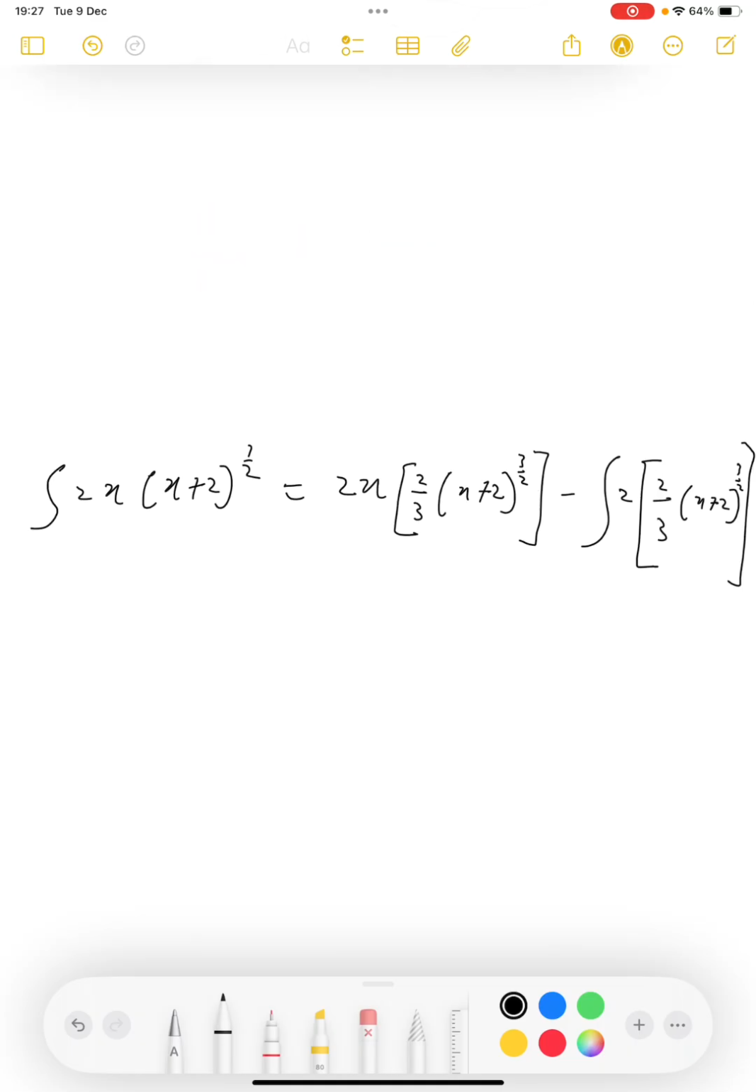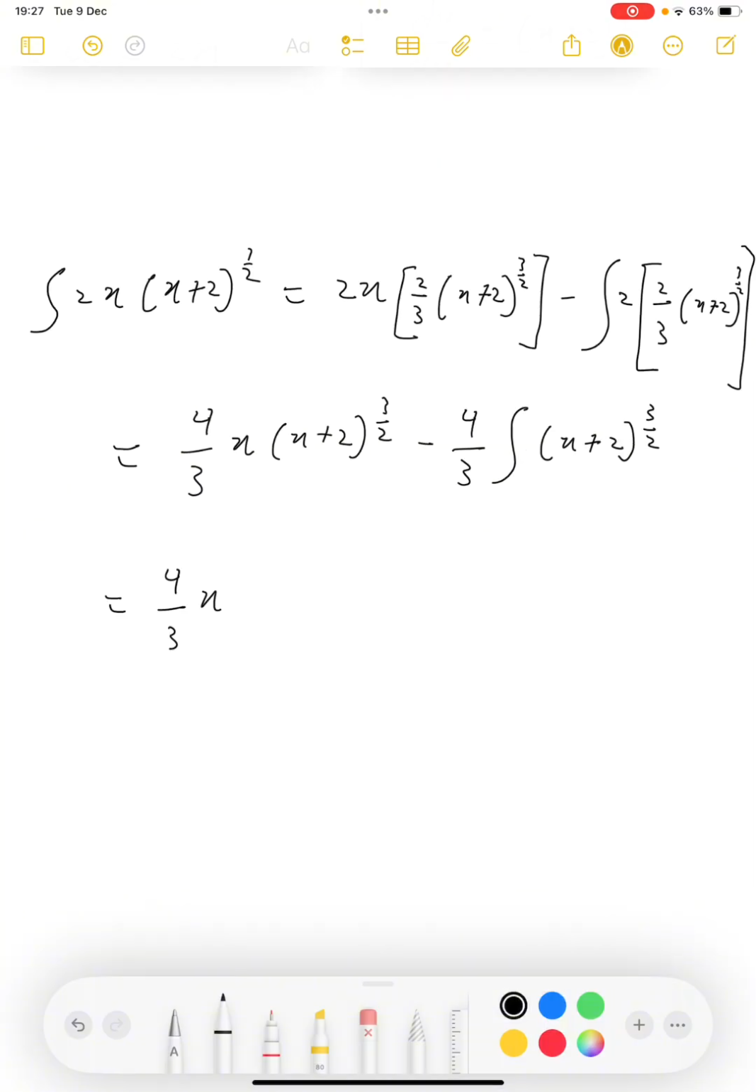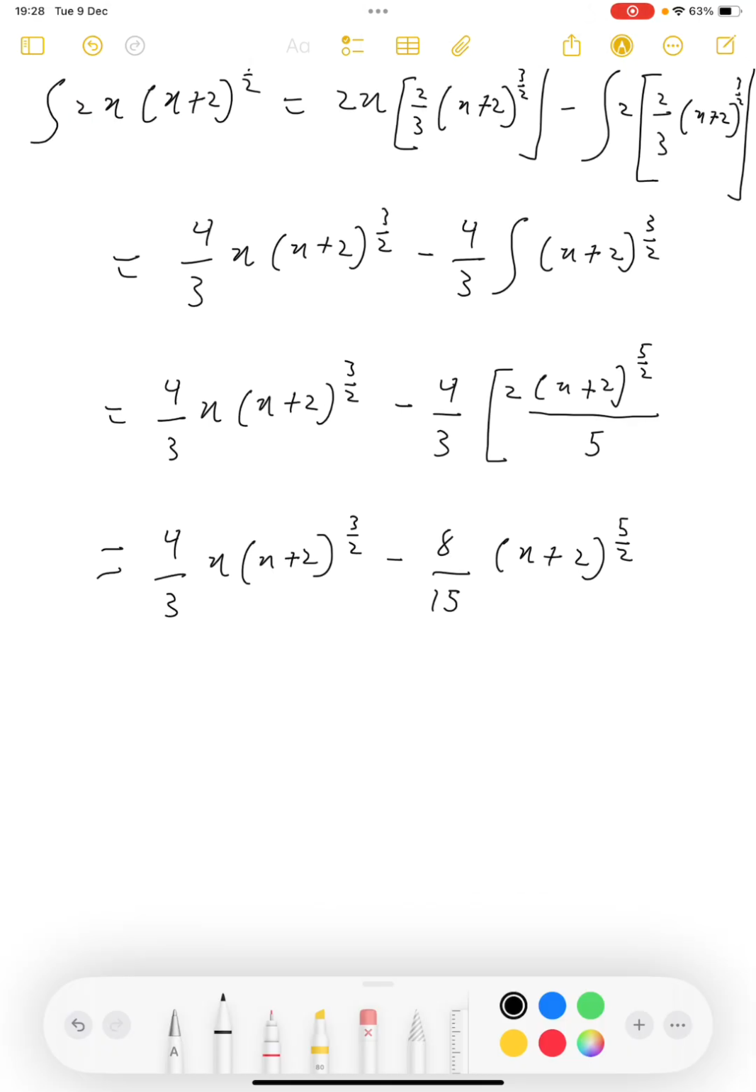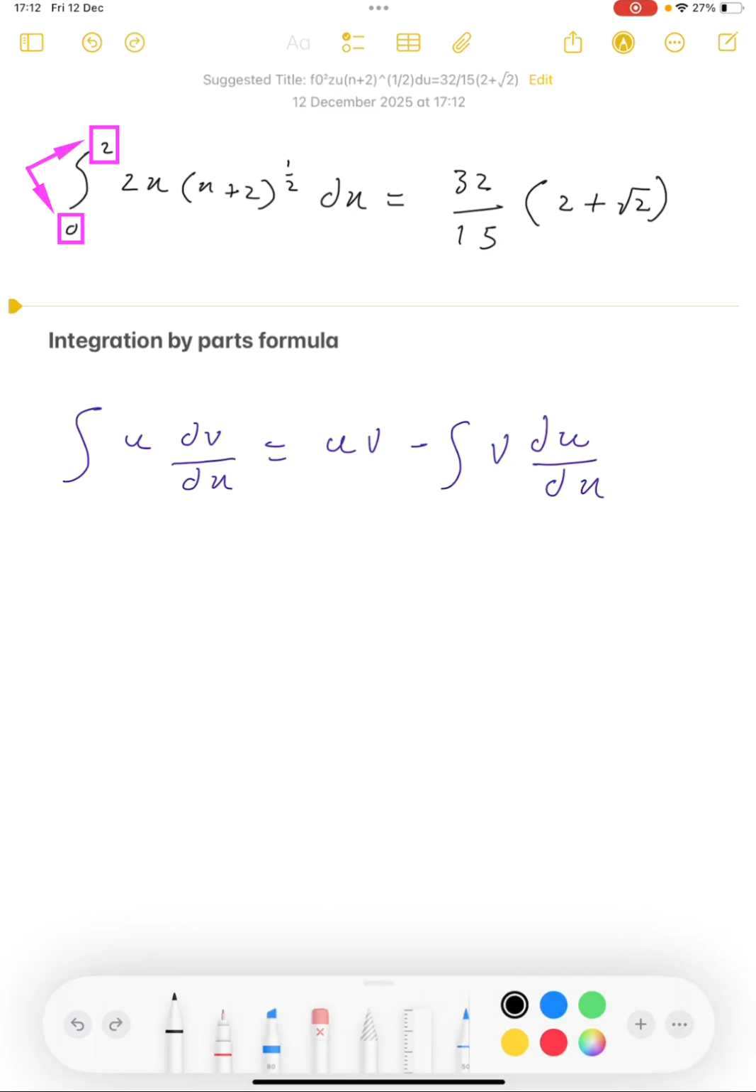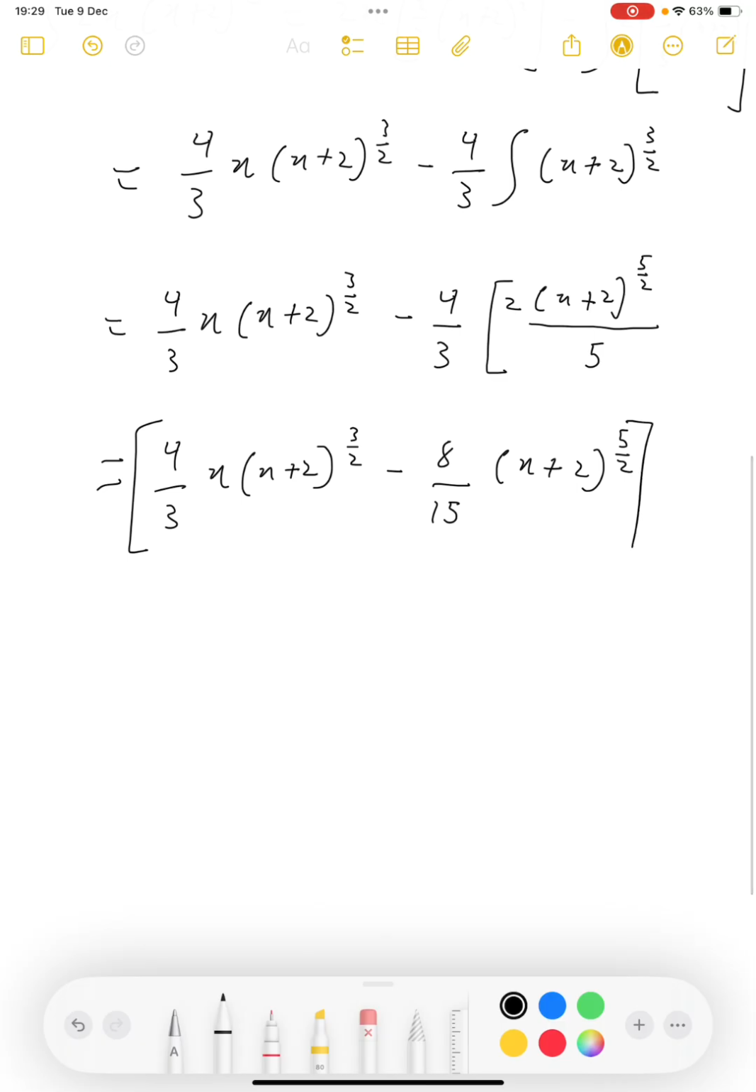Now let's simply take out the constants and rearrange it nicely. Now let's integrate this term. And here is our integral. And since we had a definite integral with two limits, 0 and 2, let's add the limits and solve for them as well.